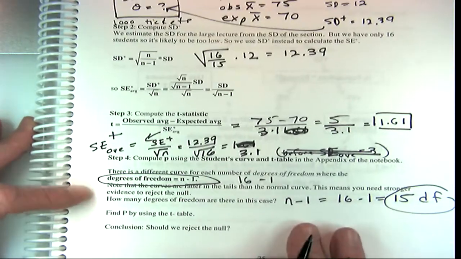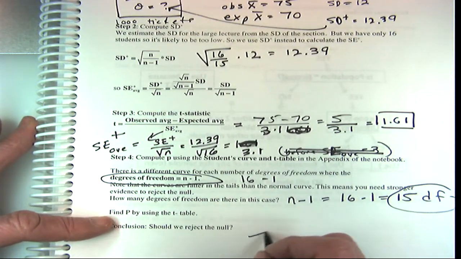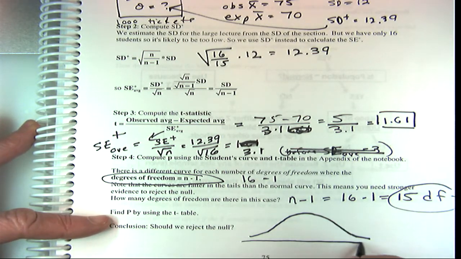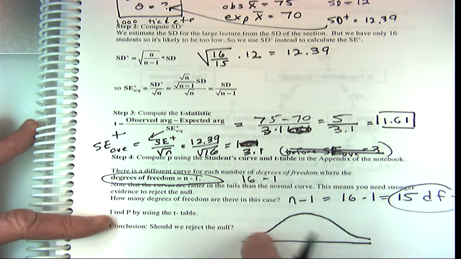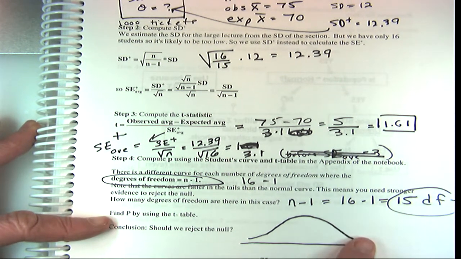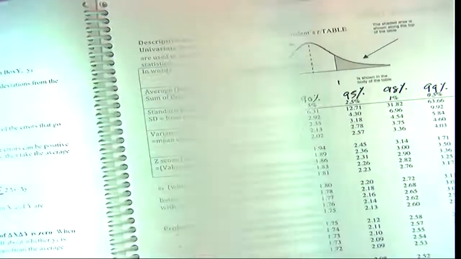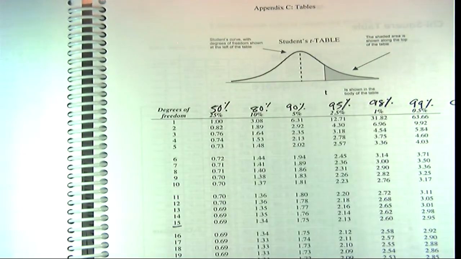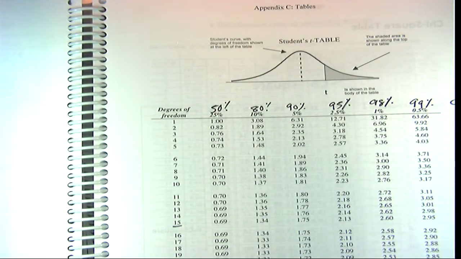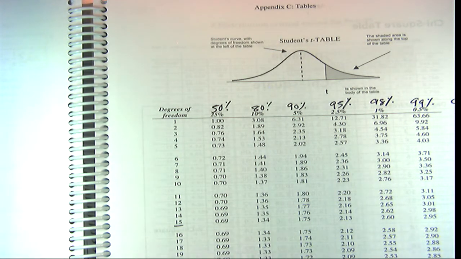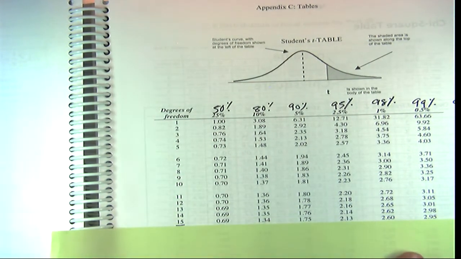So we have to use this t-table. It's going to look like the normal curve, right? But it's going to be fatter in the tails, and it's a different one for each degree of freedom, so we don't know which one to draw, so we have to go to the table. So we go to the table, and now degrees of freedom. All right, so only focus on the one for 15 right there.